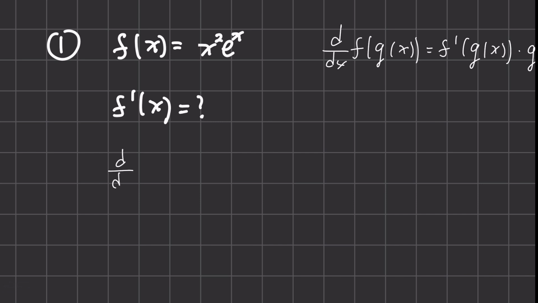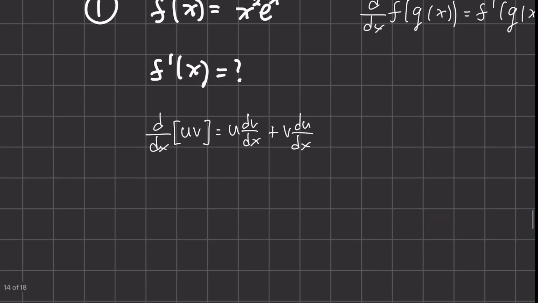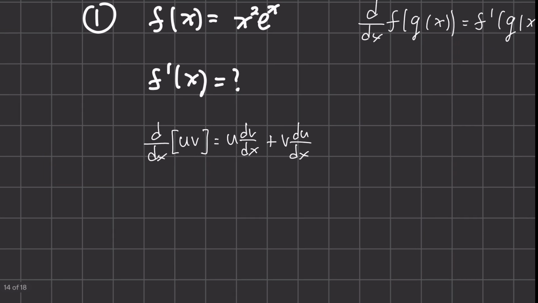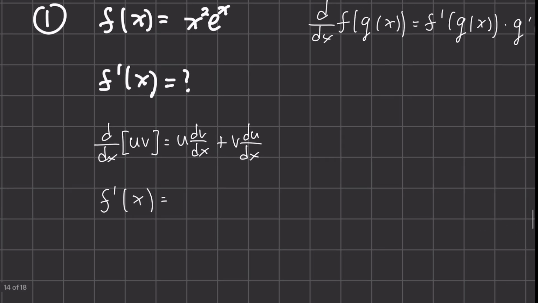Now that states that the derivative of two functions being multiplied, we'll call it u times v, is equal to u times the derivative of v with respect to x plus v times the derivative of u with respect to x. Now we can simply just apply the formula here. f prime of x is equal to, in this case our u is just x squared, and then it's going to be the derivative of e to the x, plus our v is just e to the x, multiplied by the derivative of x squared.